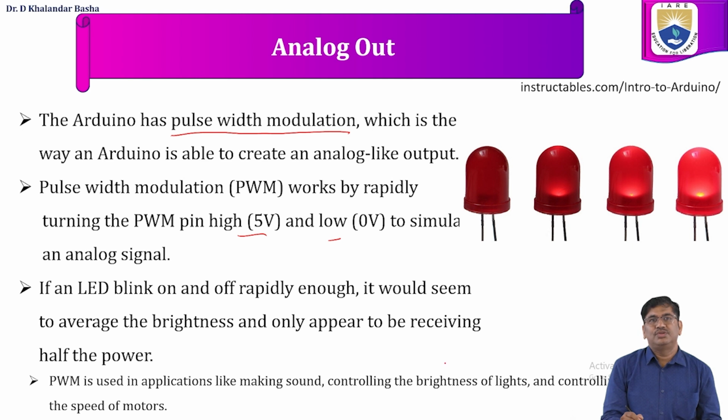So PWM is used in applications like making sound, controlling the brightness of lights, and controlling the speed of motors. If you observe, this LED is in off state, whereas the three LEDs are in on state. The brightness, the illumination of this LED compared with the other LEDs, shows a difference. We can achieve this by applying PWM signals to the LEDs so that we can vary the intensity of the light.